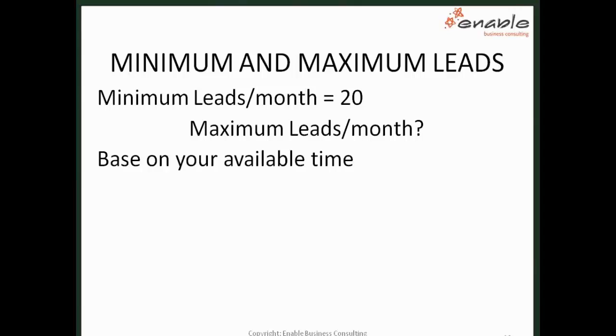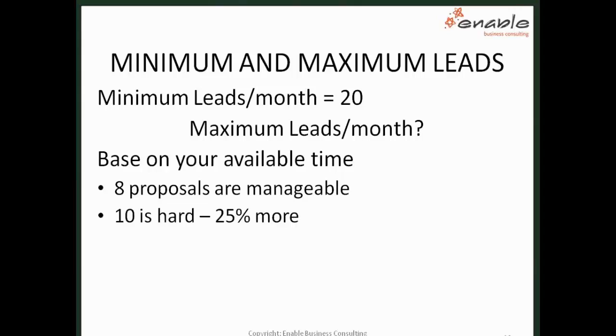I like to look at this and base it on the amount of time you currently have available. And we'll talk about how that can change in a moment. So if 8 proposals are manageable, then a 25% increase to 10 proposals is going to be harder work. That's a little bit more work each week, purely on putting proposals together. But if you get a 50% increase, now that's an additional proposal per week. That is probably going to become impossible.